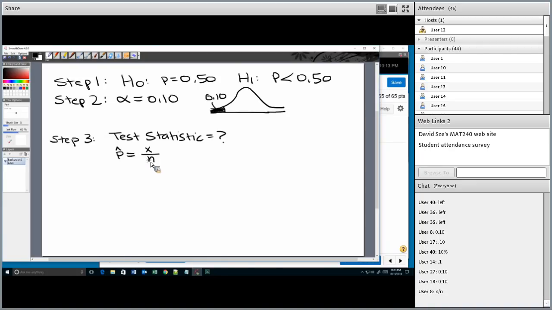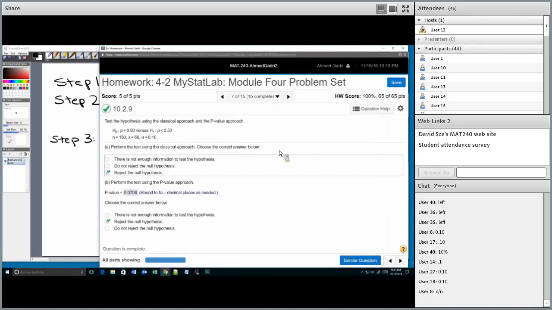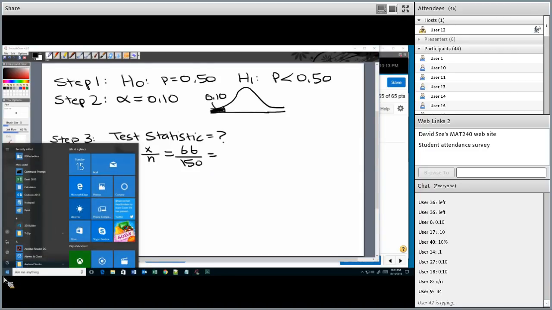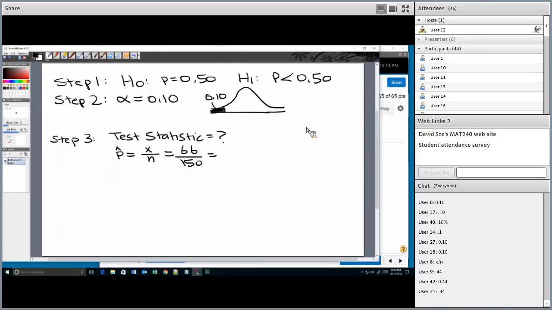So what is this equal to? Well, it's simply equal to x over n. And this is given in the problem, right? It says x is 66 and n is 150. What that means is the sample size is 150. So out of 150 observations or individuals, 66 have the specified characteristic that you're studying. So the proportion is 66 divided by 150. Let's just calculate that. It's 0.44. So we just found our p hat.